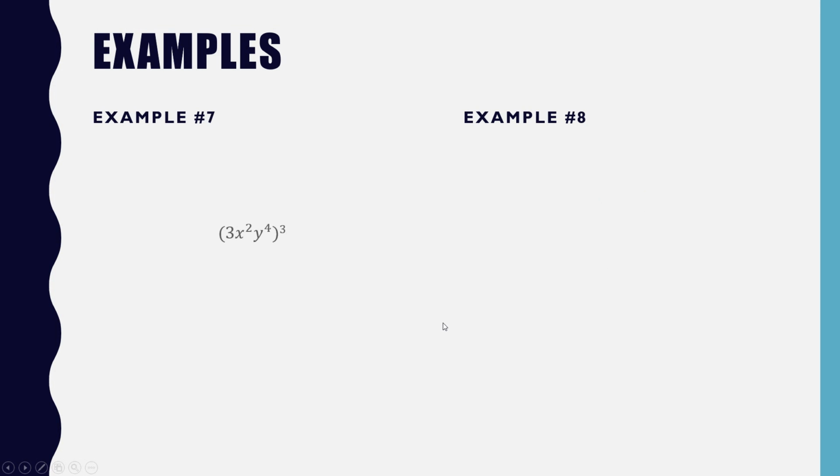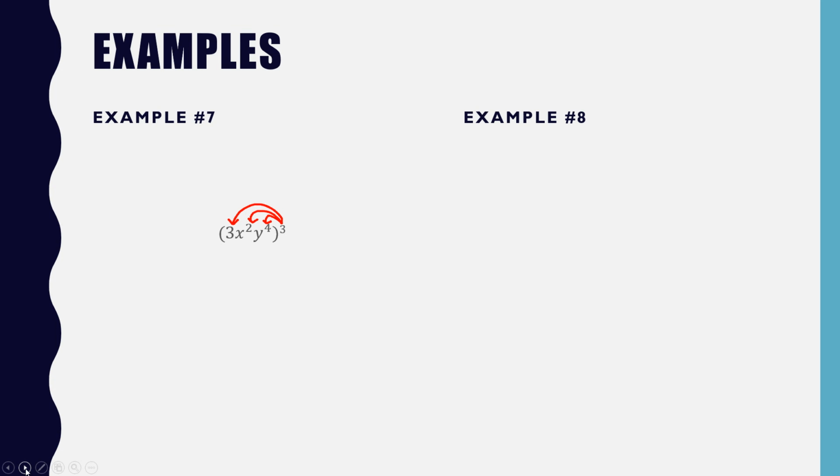Okay, so let's look at another one. Now this time we've got 3 terms inside. So again, just like we did last time, you have to apply that exponent on the outside to everything on the inside. So you have to apply it to the 3, to the x, and to the y. And remember, the power rule says that you multiply.